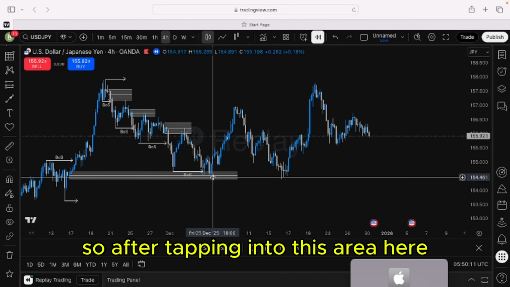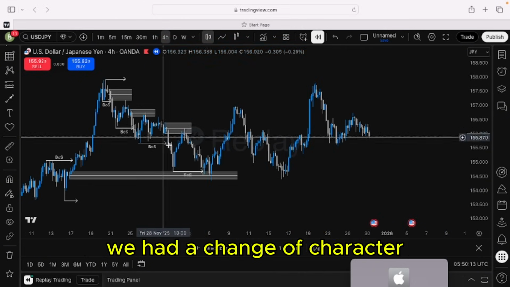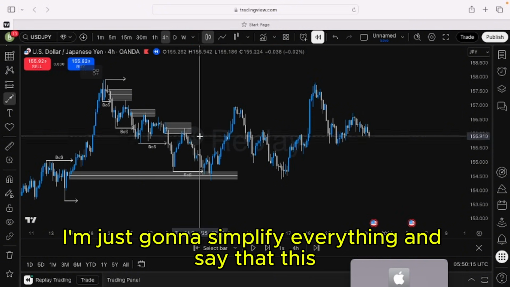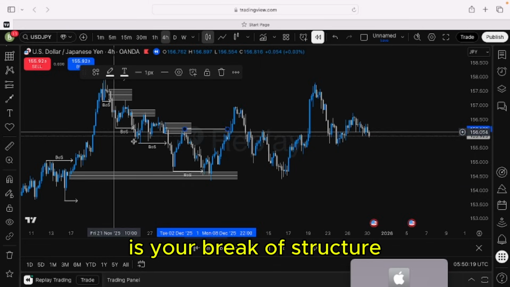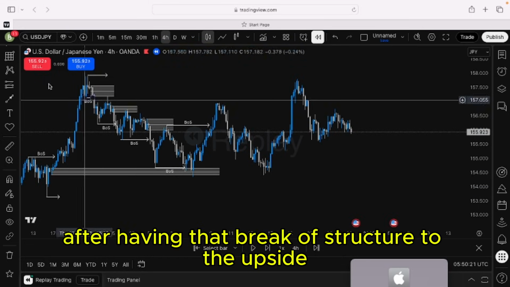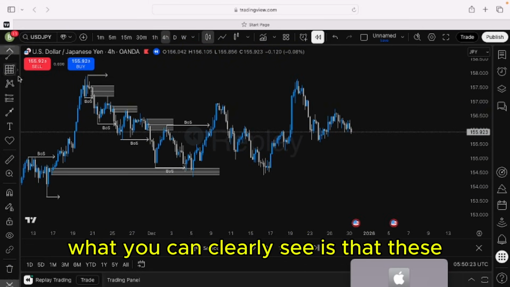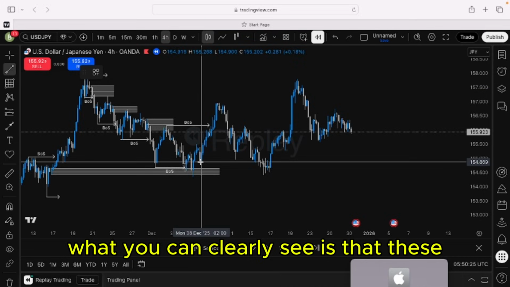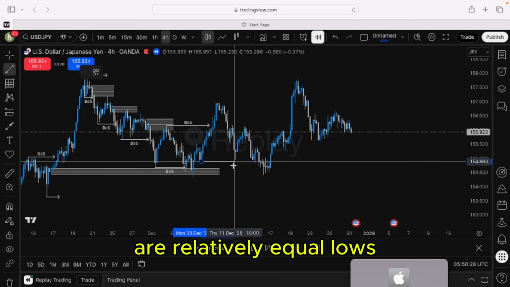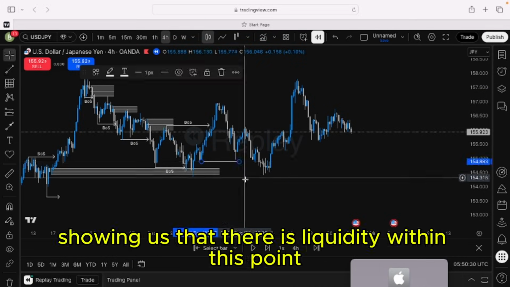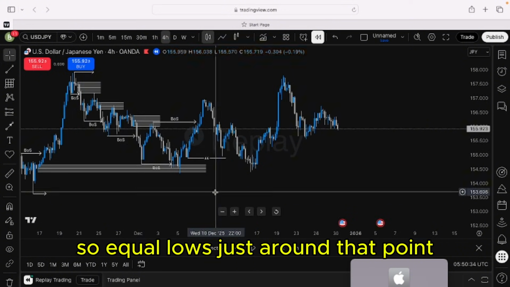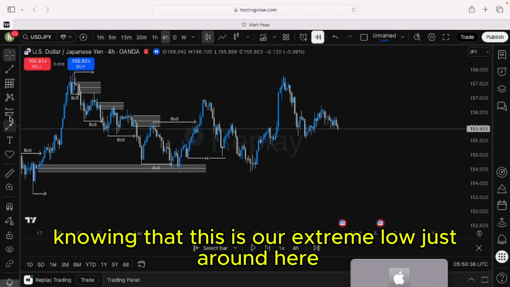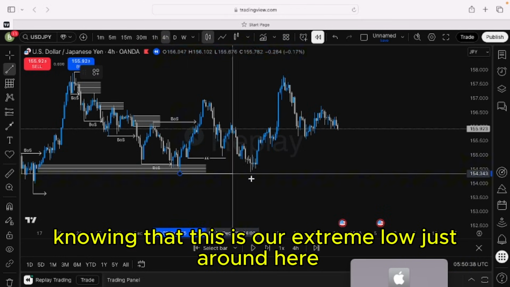So after tapping into this area here, we had a change of character, but I'm just going to simplify everything and say that this is your break of structure to the upside. Then after having that break of structure to the upside, what you can clearly see is that these are relatively equal lows just around this point, showing us that there is liquidity within this point. So equal lows just around that point, knowing that this is our extreme low just around here.